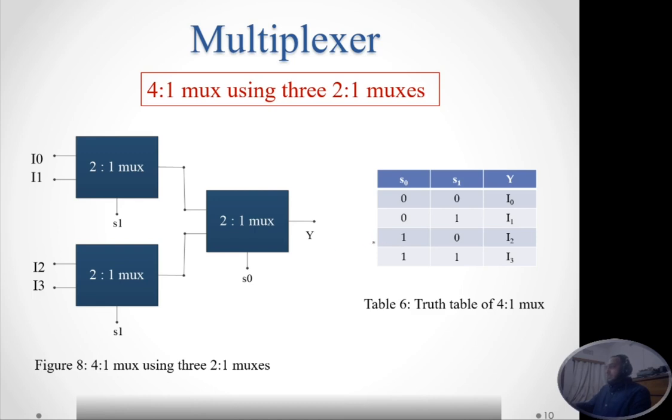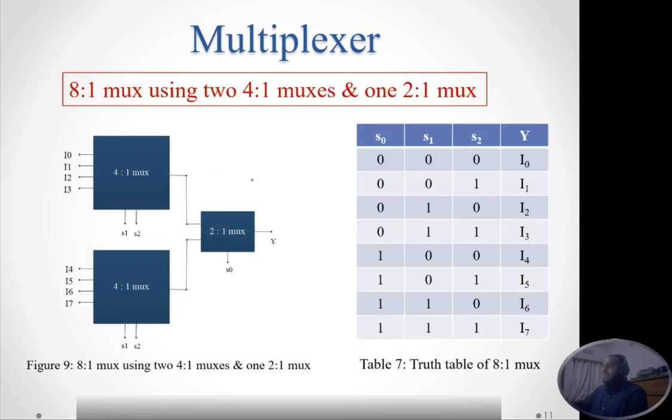Let's see another pattern. For the fourth pattern, our S0 is 1, our S1 is also 1. So for the first 2:1 mux, we will get the second input as output, which is I1. For the second 2:1 mux, we will get the second input as output, which is I3, and I1 and I3 are the two inputs of the third 2:1 mux. As S0 is 1, we will get the second input as output, which is I3. So for the last pattern, we are getting output as I3.